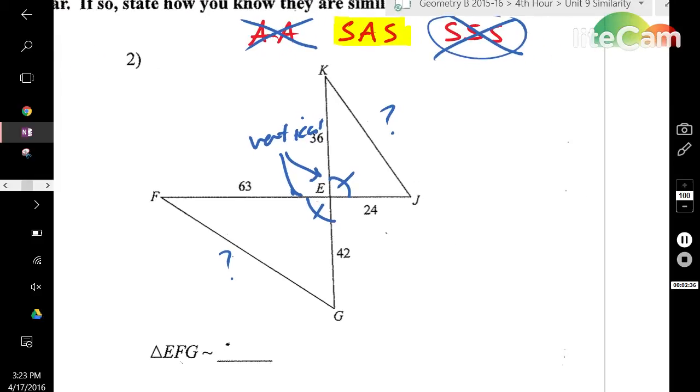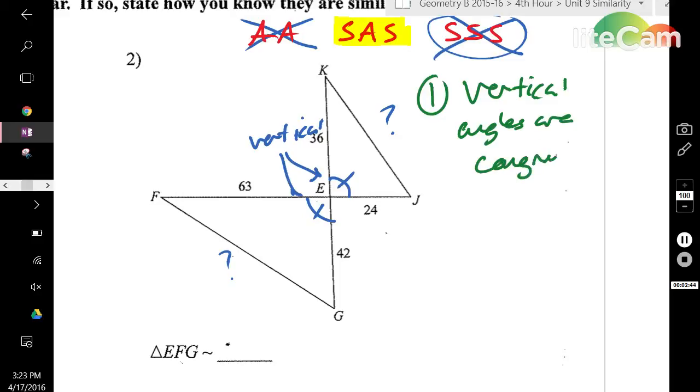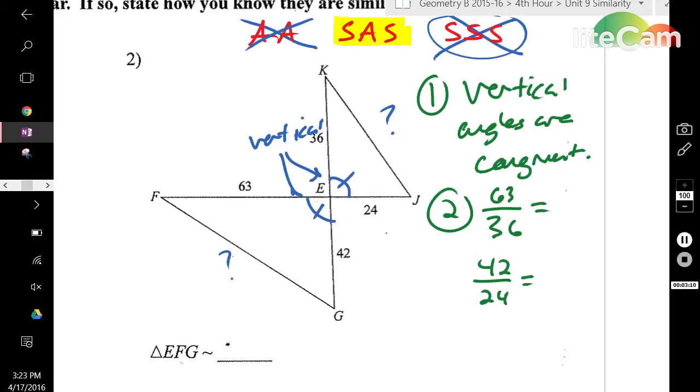So we know for a fact that the vertical angles are congruent. That's the first tenet. The second tenet is, do the side length ratios match up? So if you check, 63 corresponds to 36, and 42 corresponds to 24. You have to see if these two ratios are actually the same. Notice how I kept them in the same order. I did big over small for both ratios.